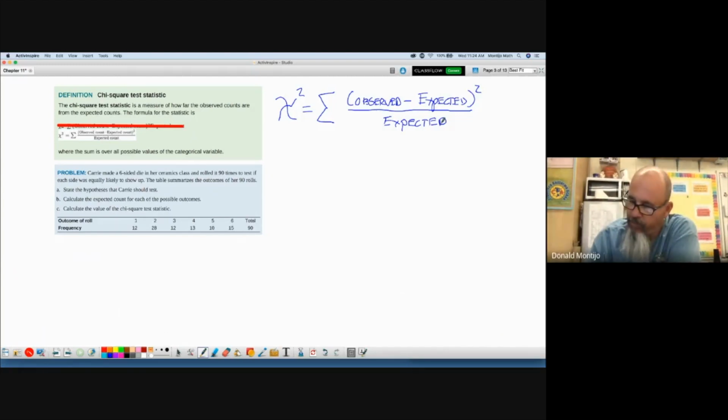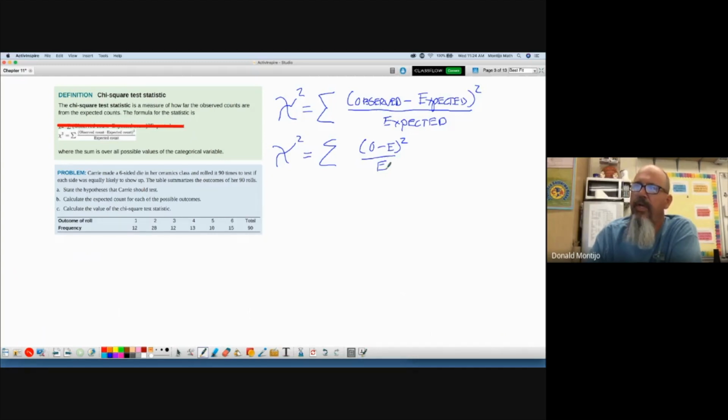I'm going to rewrite this formula just to simplify it slightly. I'm going to say it's the summation of (O minus E) squared over E, where O stands for observed and E stands for expected. Okay? And then we have to find the sum of all of those values. So let's actually calculate a chi-squared test statistic here together.